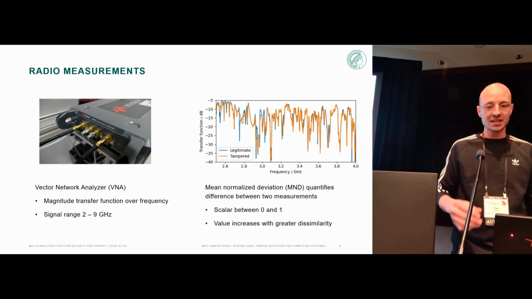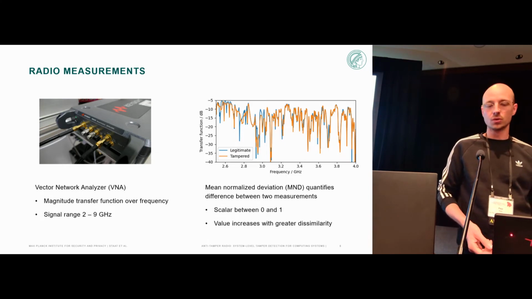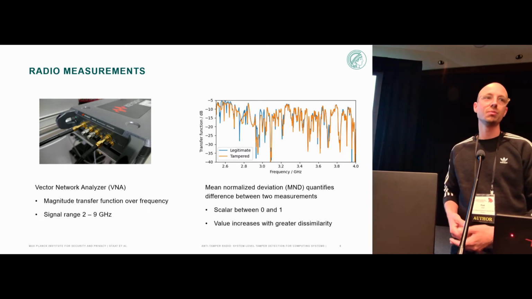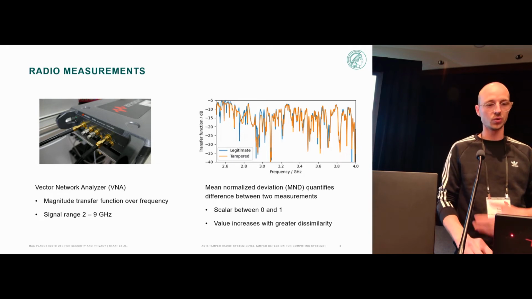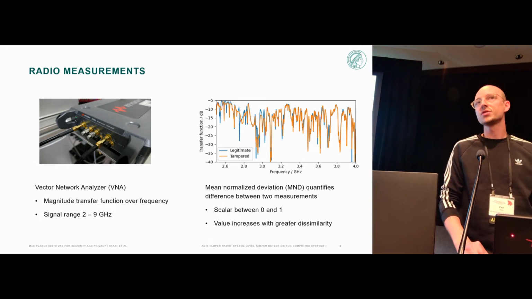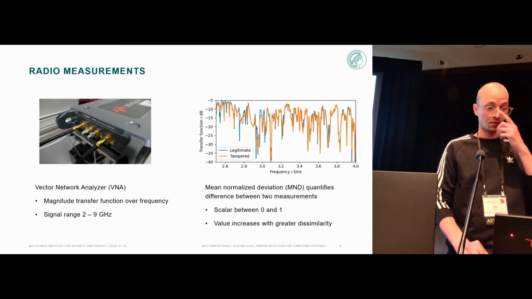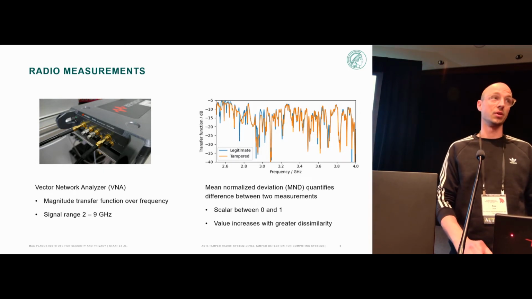To assess the environment state, we use the so-called mean normalized deviation, or MND, as a metric to quantify the similarity between two measurements, between two of these transfer functions. It gives us a scalar value between 0 and 1, and the value increases with greater dissimilarity of the measurements.